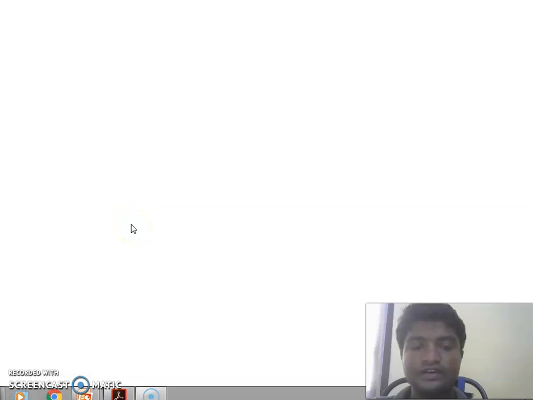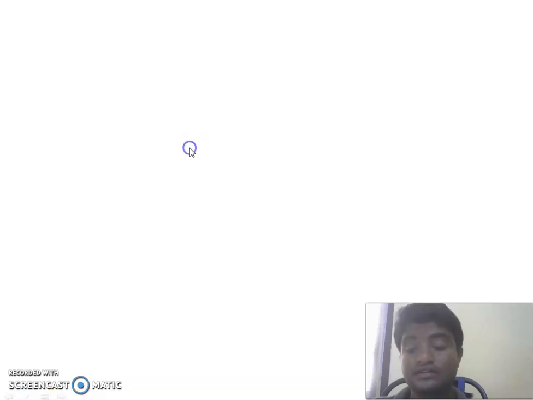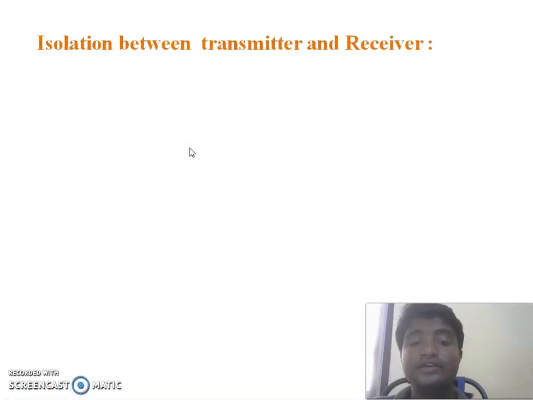In today's class, I am going to discuss how to provide isolation between transmitter and receiver. Already we know that from the CW radar block diagram, only a single antenna is used for transmission and reception.